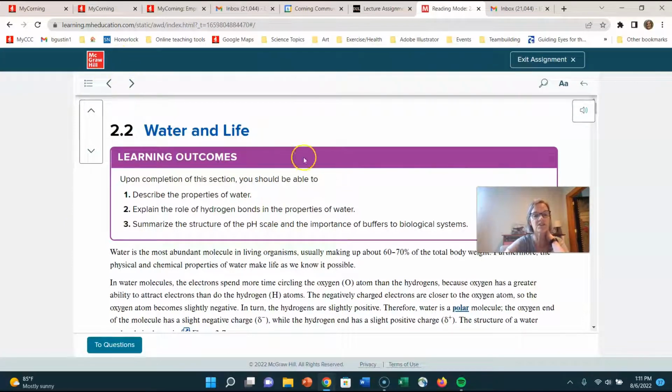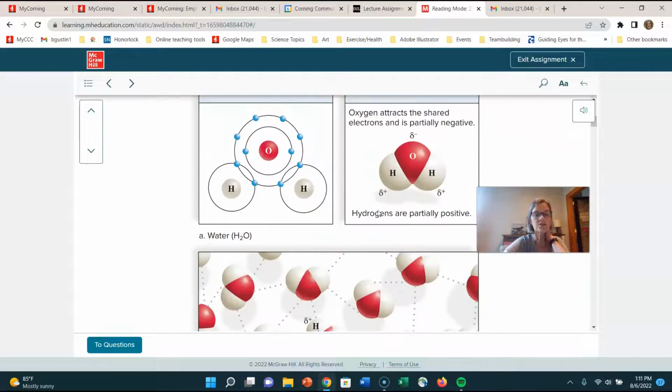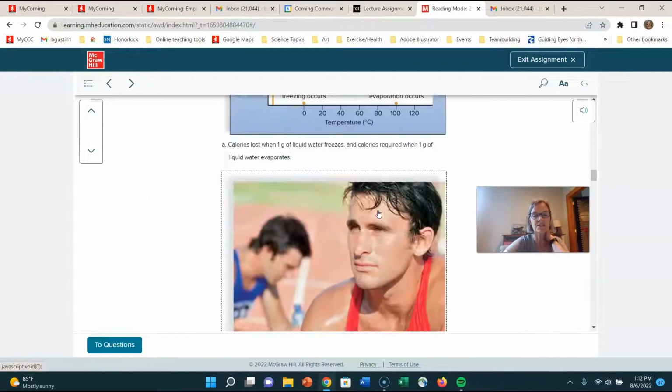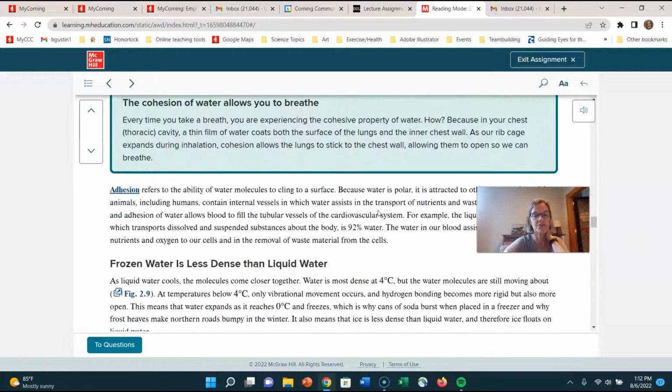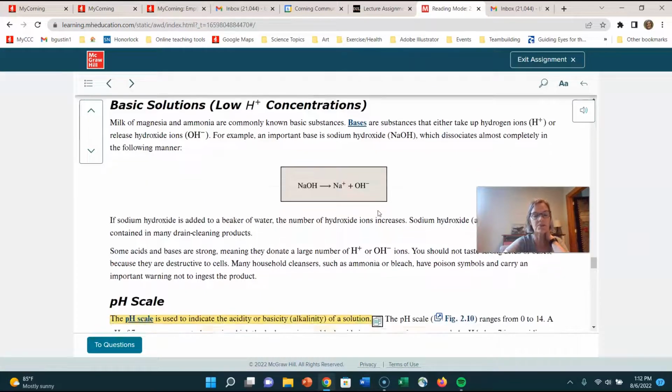Notice you can use these little arrows there. In section 2.2 in your lecture study guide, all I've asked you to know is to talk about the pH scale and the characteristics of acids, bases, and what buffers are. So I'm going to go down here. There's a lot of interesting stuff about water, but in the interest of time, I'm going right to pH.